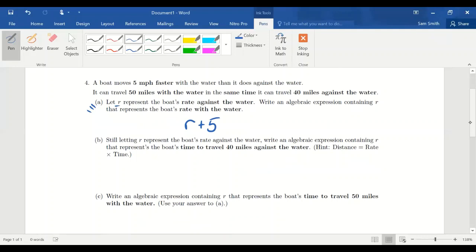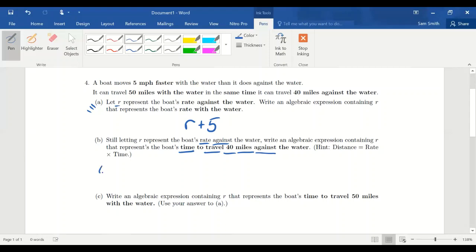So then it says, okay, now I'm still going to let R represent the boat's rate against the water. Write an algebraic expression containing R that represents the boat's time to travel 40 miles against the water. And here's a hint: distance equals rate times time. This is sometimes called DIRT for short. Distance equals rate times time.